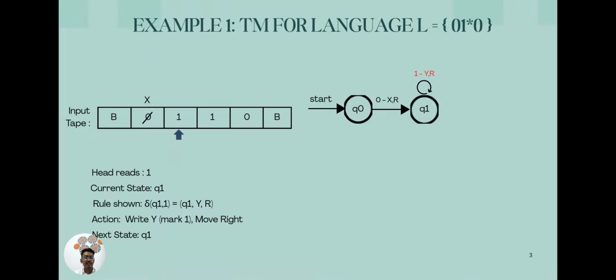Now the machine is in state Q1 and the head reads 1. When the machine is in state Q1 and reads 1, it writes Y, moves the head to the right and stays in state Q1. This means the machine is marking the 1 and continues scanning. Again, the machine is in state Q1 and reads another 1. It writes Y, moves right and remains in state Q1. This step repeats for any number of 1s in the input.